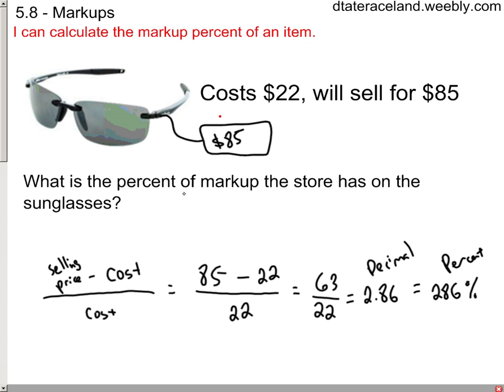So, what is the percent of markup the store has on the sunglasses? A 286% markup, which is, I'm not going to say huge. I'm not going to blow it out of proportion, but that's a healthy markup on there. They're not just making pennies off of it. It's going to cost them $22, and then it's going to be almost 3 times the price on top of it.